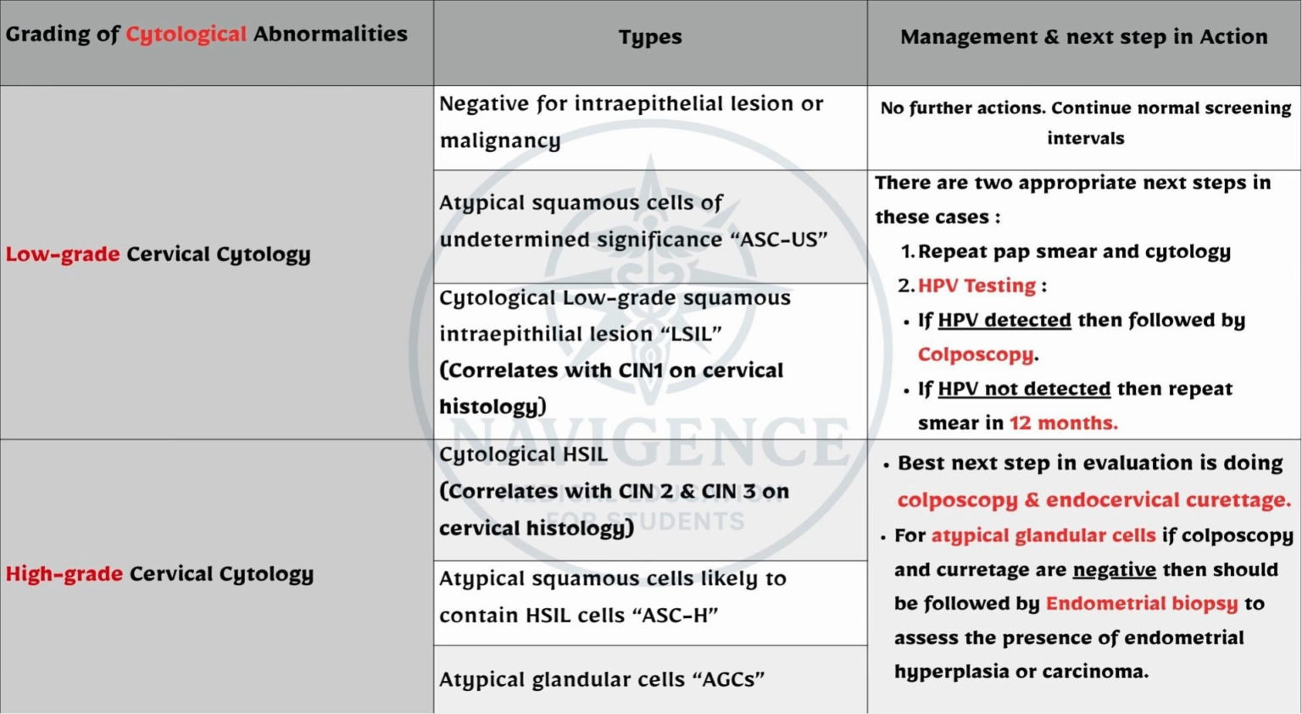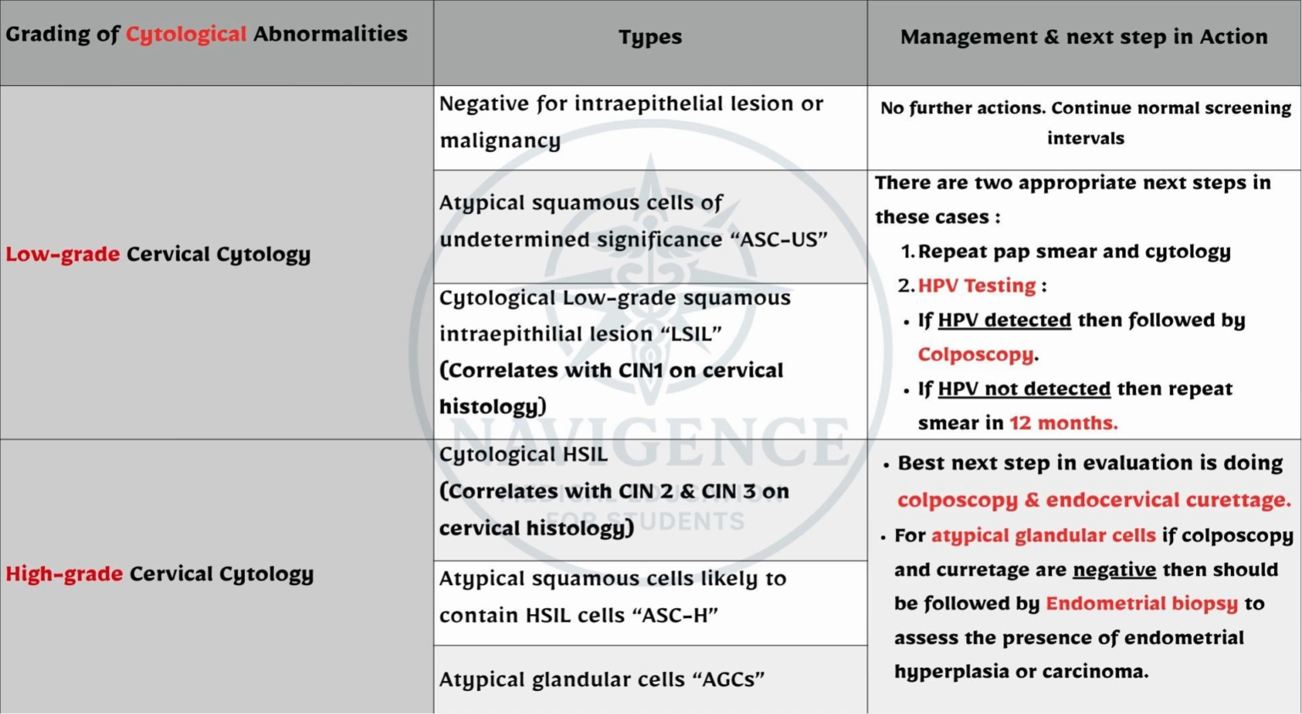Secondly, there are the high-grade abnormalities, which are generally pathological findings requiring further evaluation. These include high-grade squamous intraepithelial lesion, atypical squamous cells likely to contain high-grade squamous intraepithelial lesion cells, ASC-H, and atypical glandular cells. Next step for these high-grade lesions is to refer for colposcopy and biopsy. If biopsy is inconclusive, endocervical curettage may be performed.